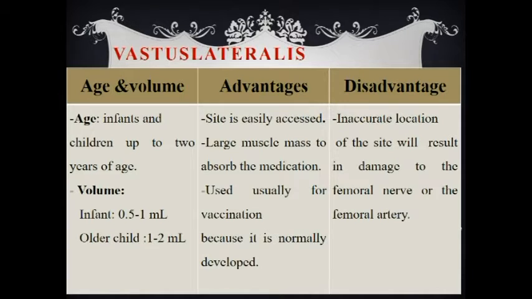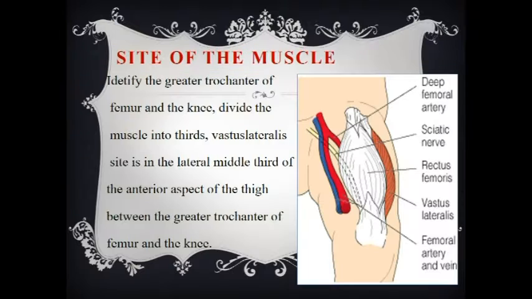Advantages: site is easily accessed. Large muscle mass to absorb the medication. Used usually for vaccination because it is normally developed. Disadvantage: inaccurate location of the site will result in damage to the femoral nerve or the femoral artery.